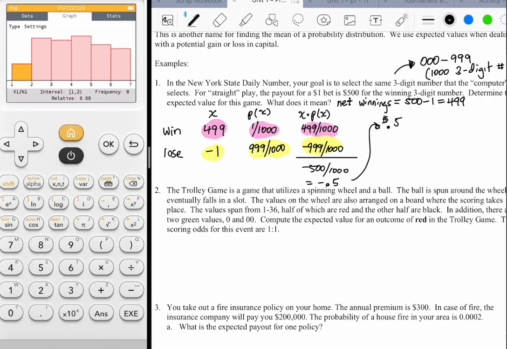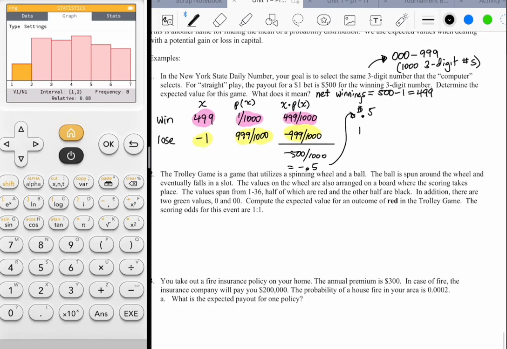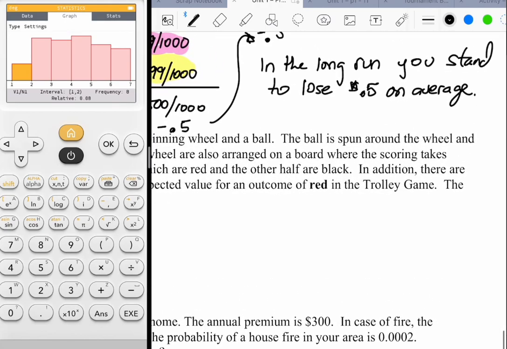So the interpretation of this is, in the long run, you stand to lose 50 cents on average. It's kind of a comparative measure. So the key is that it's on average. You're never going to lose 50 cents.